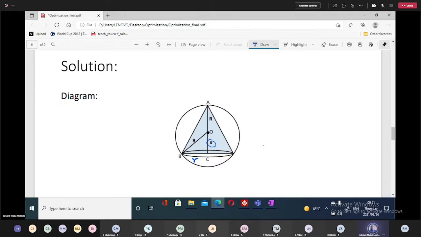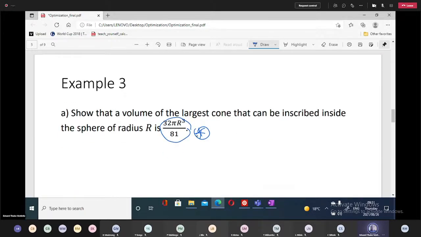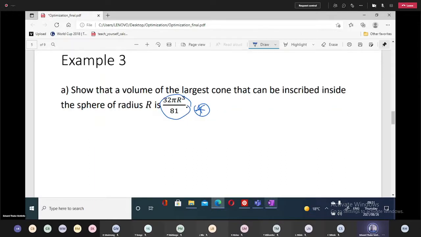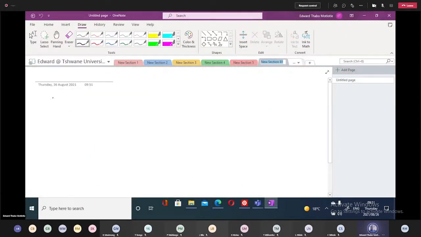So what did they ask us to do? Oh, we are showing that this is the case. We are looking for volume. So let's solve it. We'll start with the volume of the cone. The volume of the cone is equal to 1/3 pi r squared h.